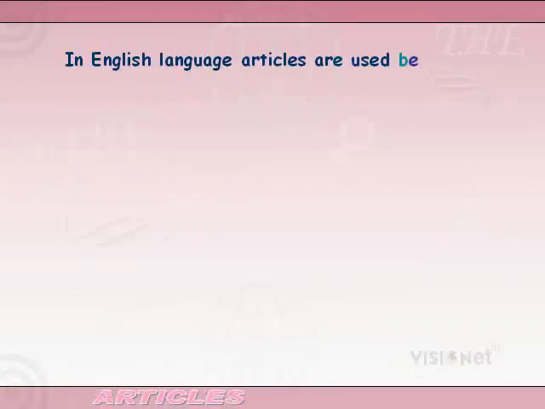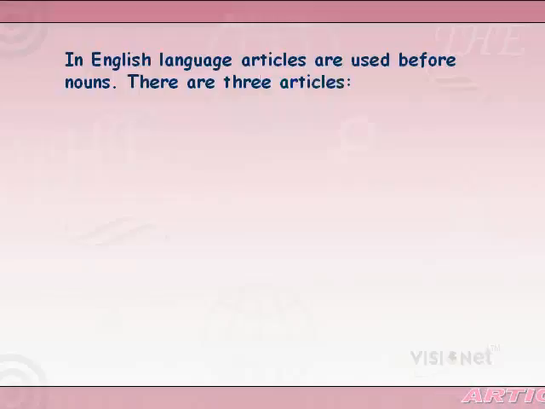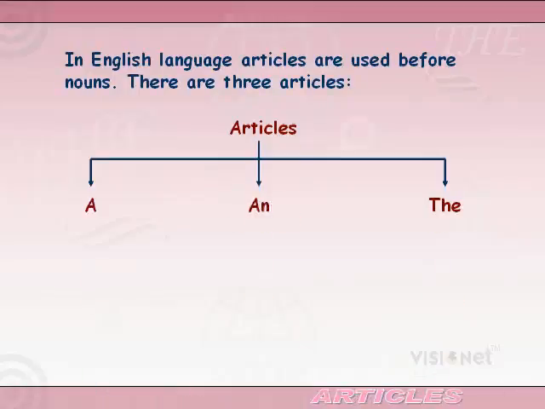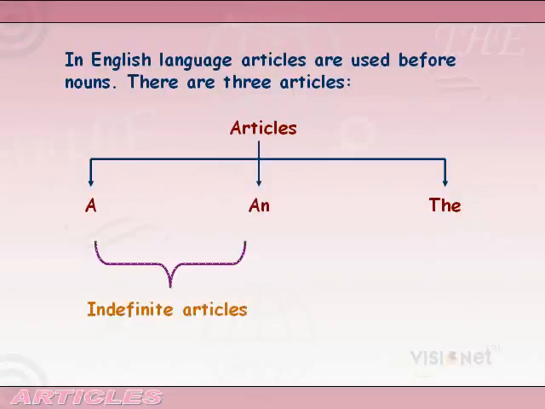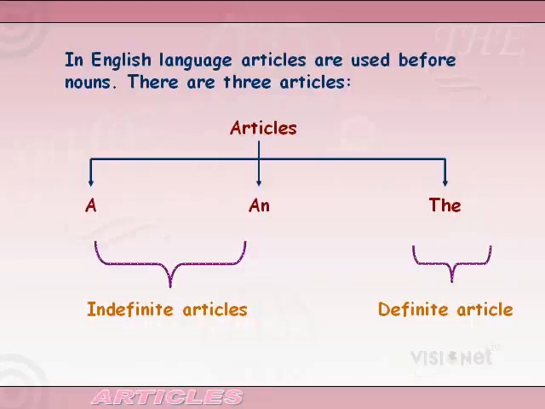Articles. In English language, articles are used before nouns. There are three articles: a, an, the. A and an are called indefinite articles, whereas the is called definite article.